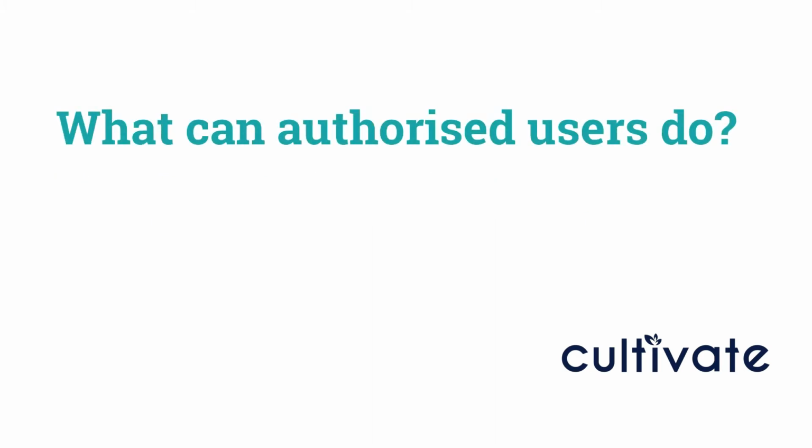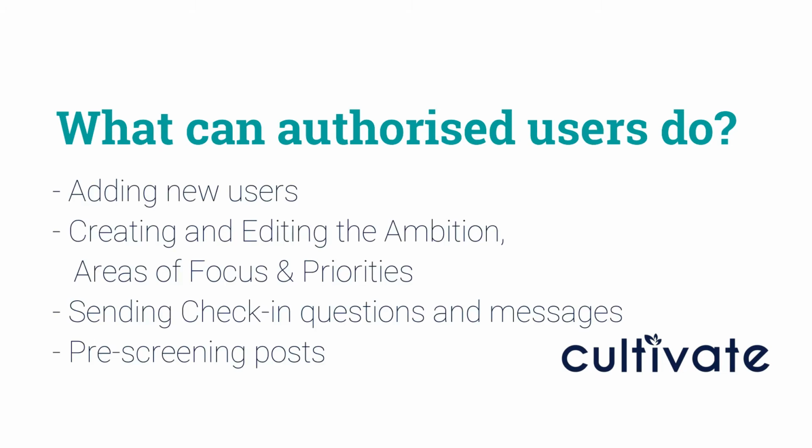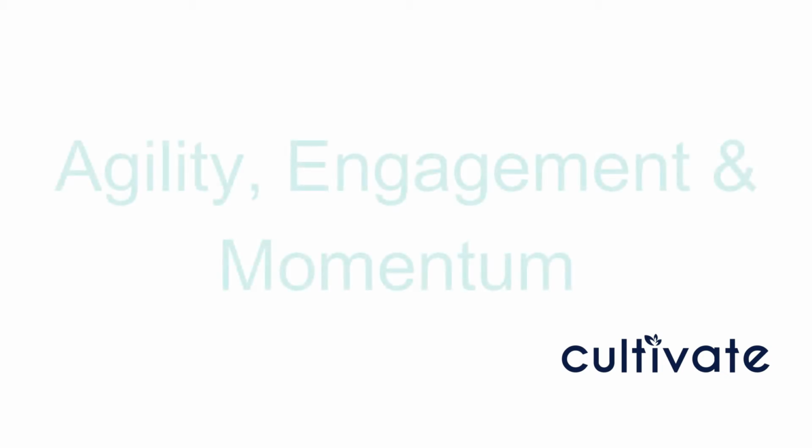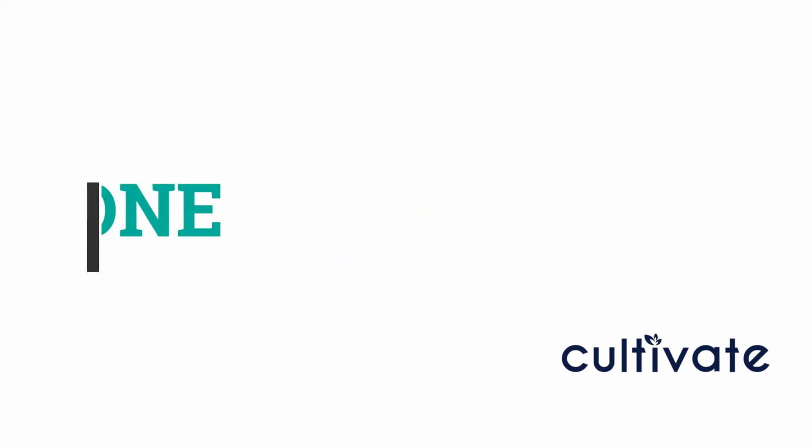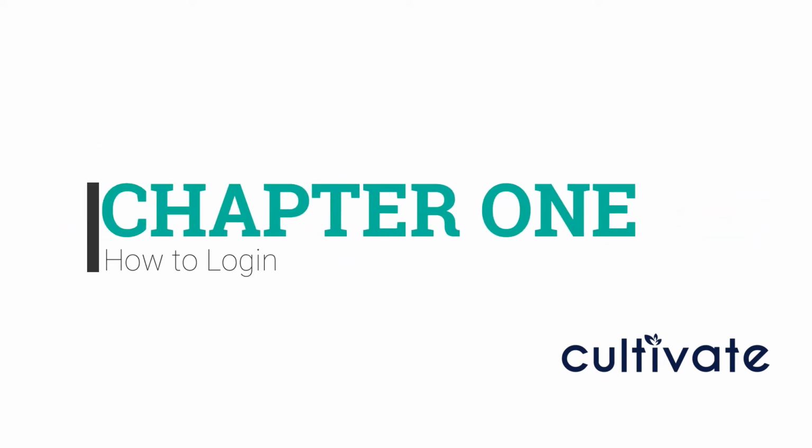Authorised users can do everything that other users can, plus additional access to certain elements, such as adding new users, creating and editing the ambition, areas of focus and priorities, sending check-in questions and messages, and pre-screening posts. Cultivate is a tool to build agility, engagement and momentum for any business. So let's get started. Chapter 1. How to log in.